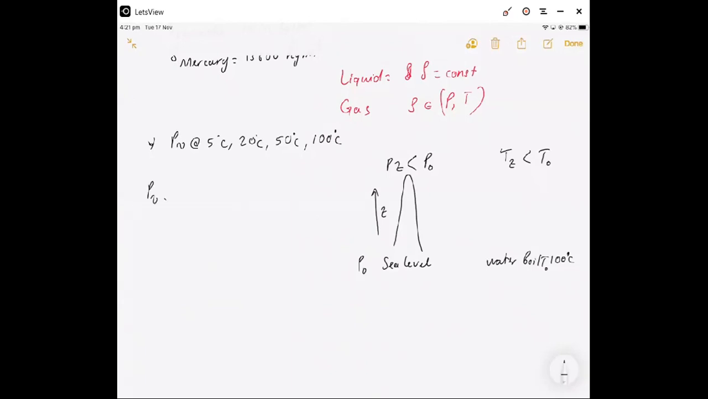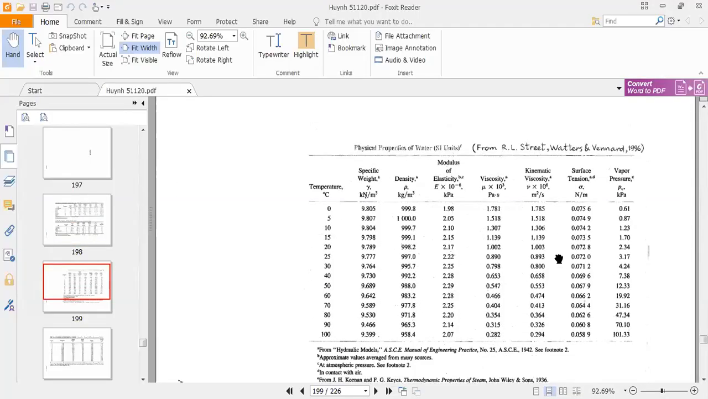In this question, it asks for PV at 5, 20, 50, and 100 Celsius. So PV at 5, PV at 20 Celsius, PV at 50 Celsius, and PV at 100 Celsius. Where to find this? From the table in the appendix again, the table of physical properties of water. Vapor pressure depends on temperature, and boiling temperature depends on pressure.